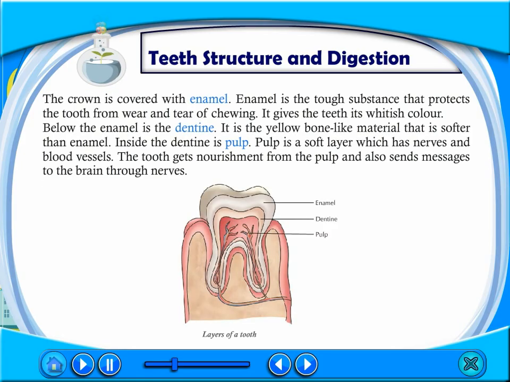The crown is covered with enamel. Enamel is the tough substance that protects the tooth from wear and tear of chewing. It gives the teeth their whitish color. Below the enamel is the dentine. It is the yellow bone-like material that is softer than enamel. Inside the dentine is pulp. Pulp is a soft layer which has nerves and blood vessels. The tooth gets nourishment from the pulp and also sends messages to the brain through nerves.